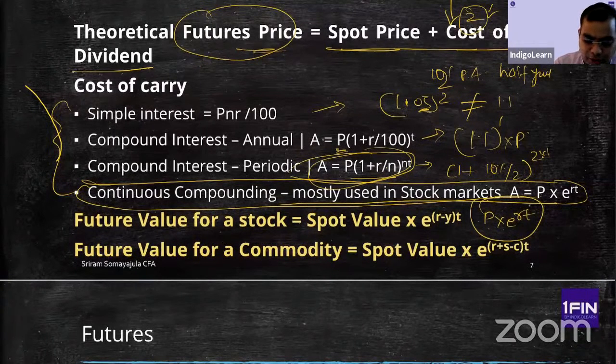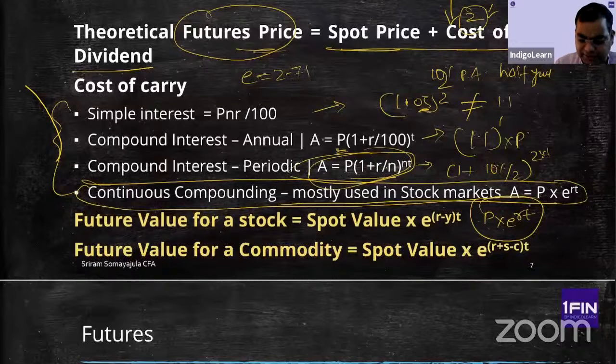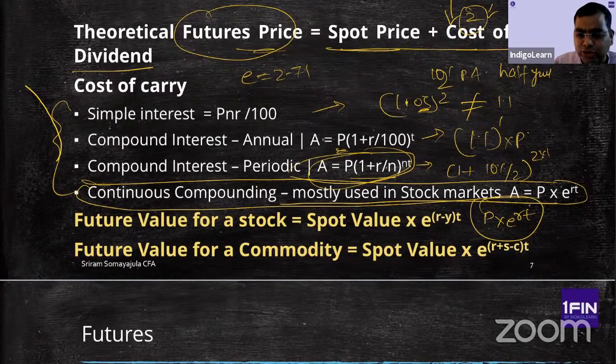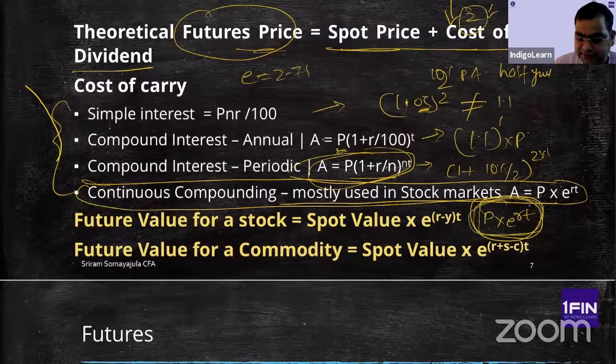e is equal to 2.71 something, 7182 or something like that, right? So you do continuous compounding. That is, every instant, every minute, second, millisecond, microsecond, you keep on compounding it. Then if you assume such a compounding, the future value is arrived at by P into e power rt. Now, the future value of a stock is spot value, today's market price, into e power (r minus y).